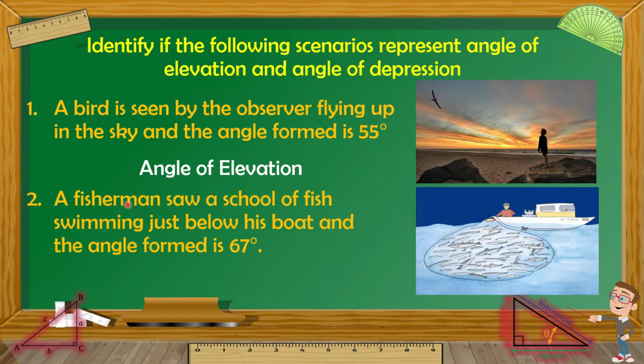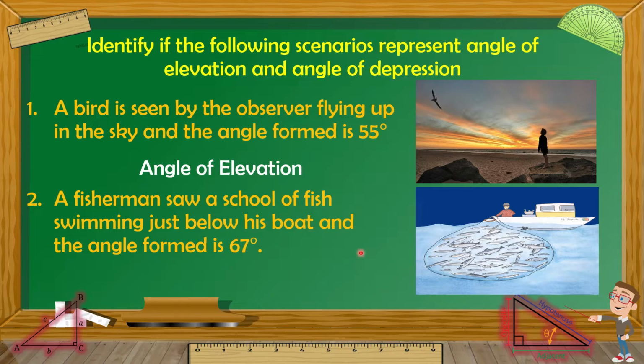Next is a fisherman saw a school of fish swimming just below his boat and the angle formed is 67 degrees. So kapag sinabi natin school of fish, ito yung grupo ng mga isda. So meron tayong fisherman, tapos nakatingin siya sa ilalim daw. So just below, sabi niya, below his boat, and the angle formed is 67 degrees.